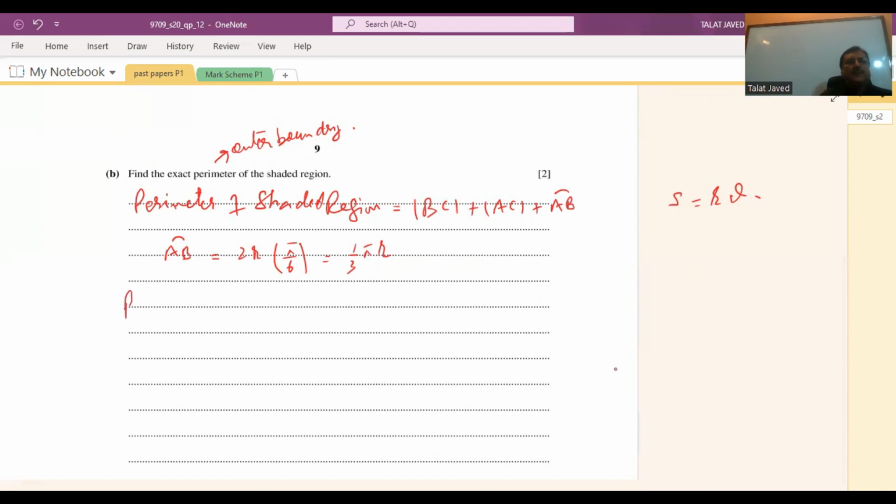The perimeter of the shaded region is r root of 5 minus 2 root 3, plus r, plus the arc length, which is 1 over 3 pi r. So this is the perimeter of the shaded region.